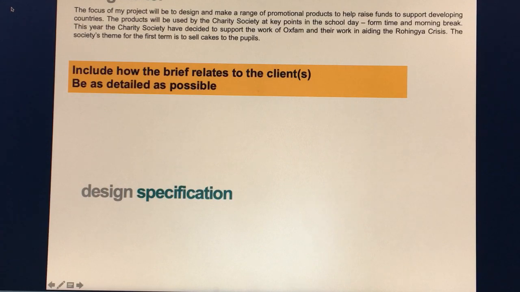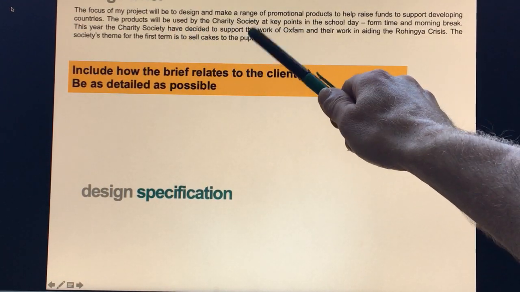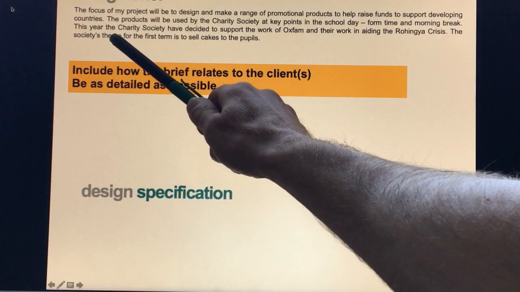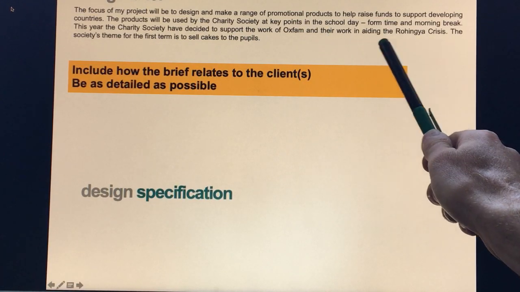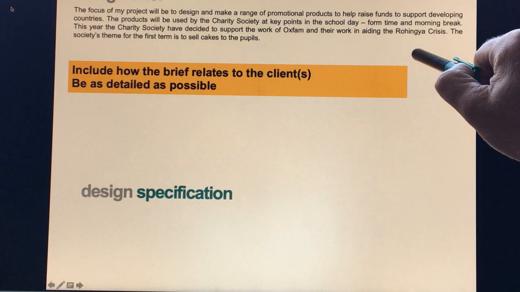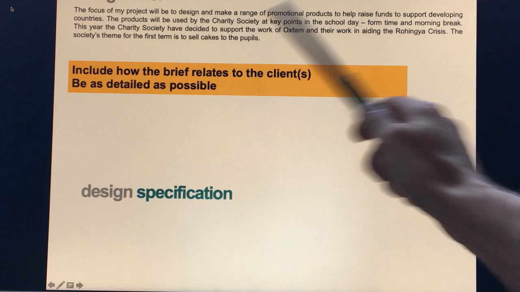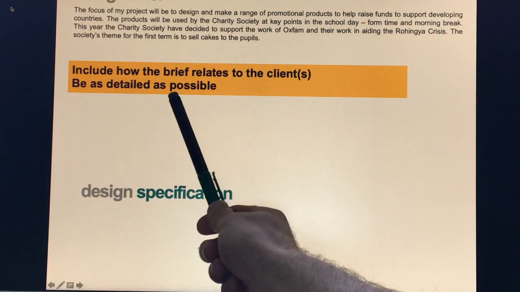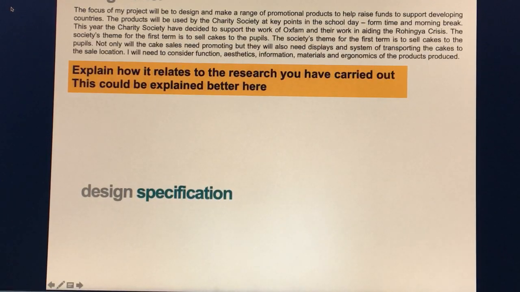Then the next bit we've got here: "The product will be used by the charity society." So we've got the client at key points in the school day, form time and morning break. "This year, the charity society have decided to support the work of Oxfam and their work with aiding the crisis in Rohingya", I can't pronounce that. "The society's theme for the first term is to sell cakes for the pupils." Okay, so we're trying to give as much detail as we possibly can and relate it to the client.